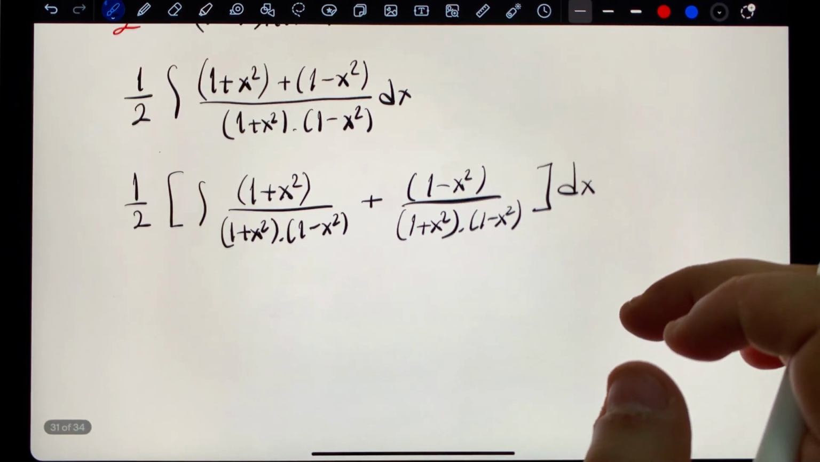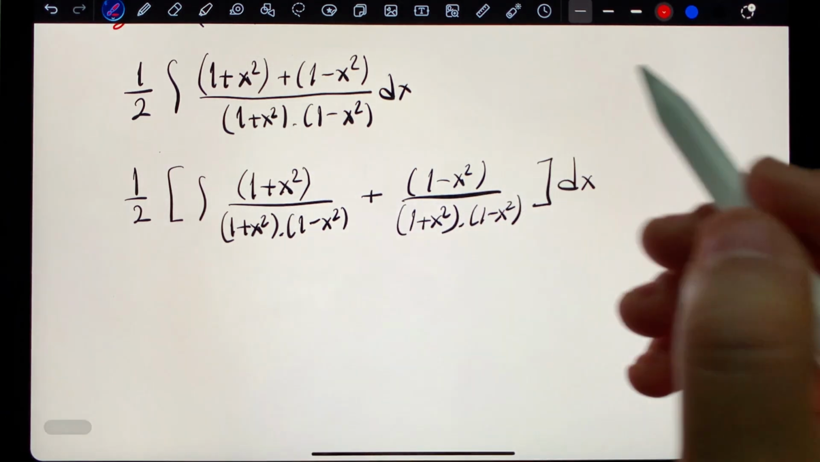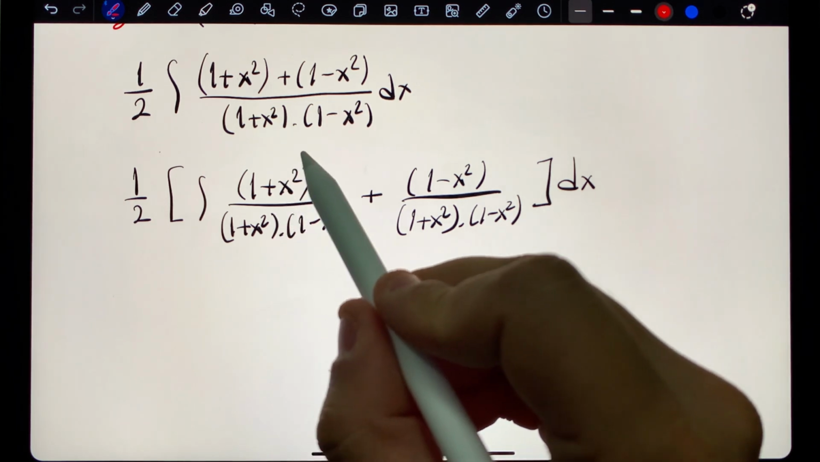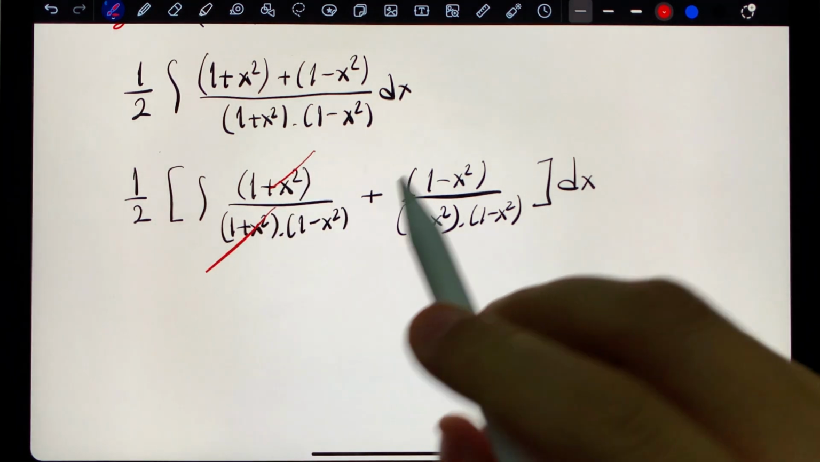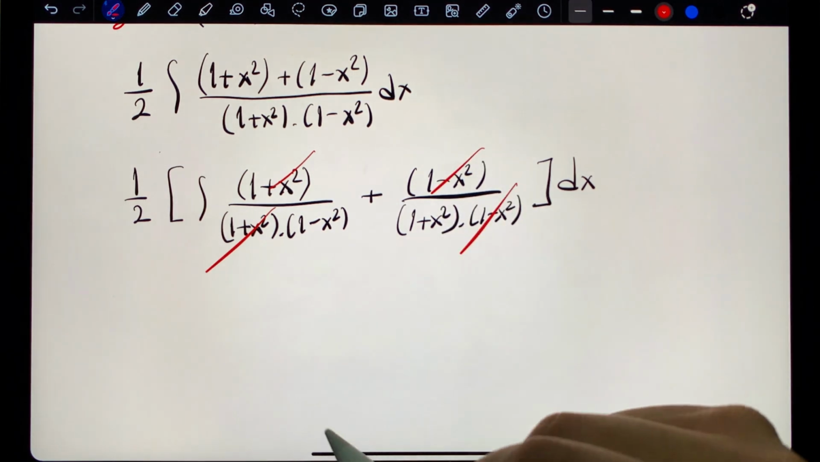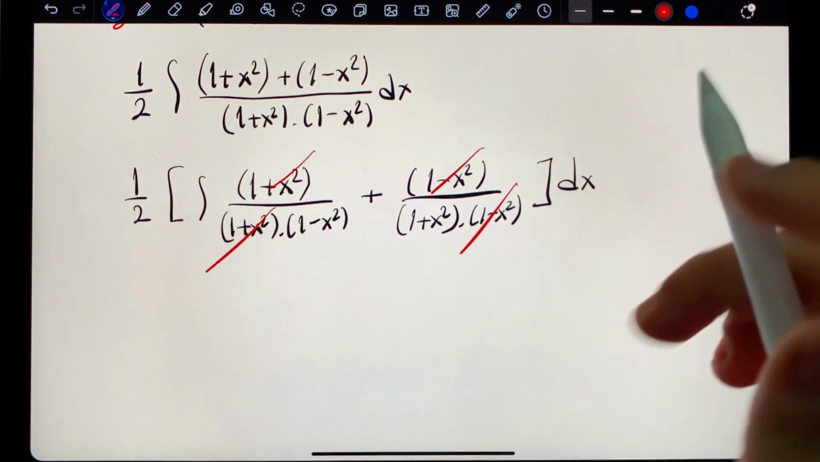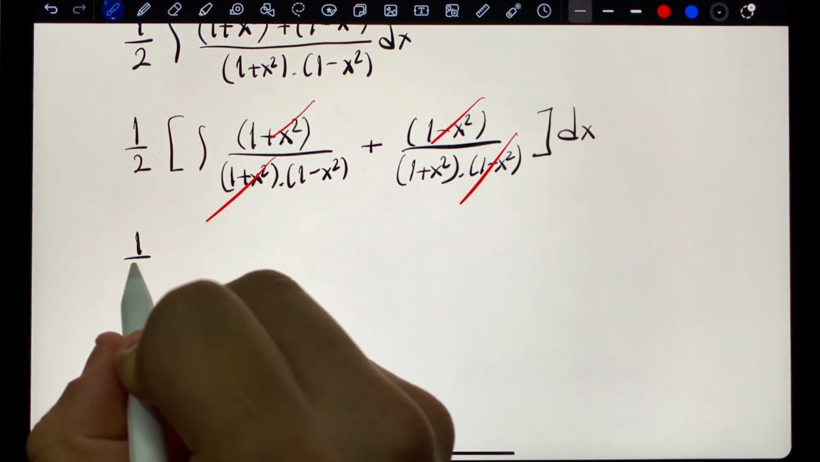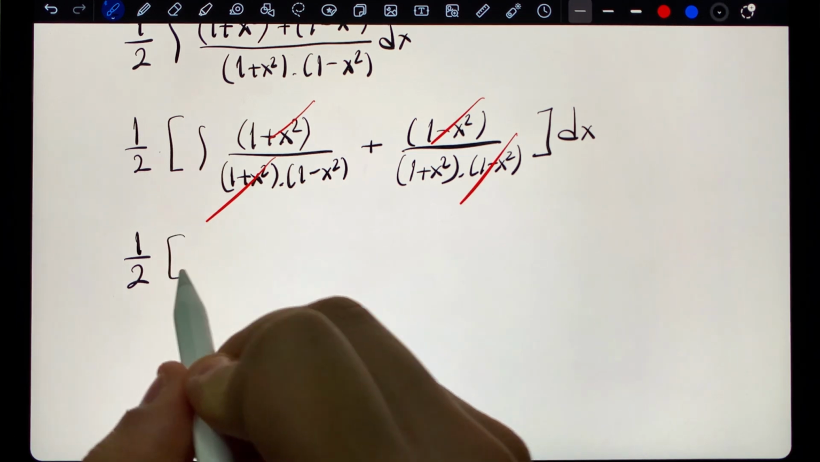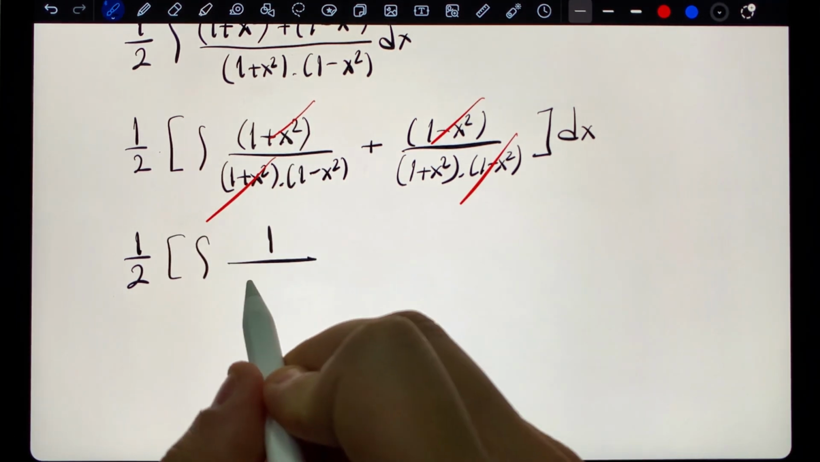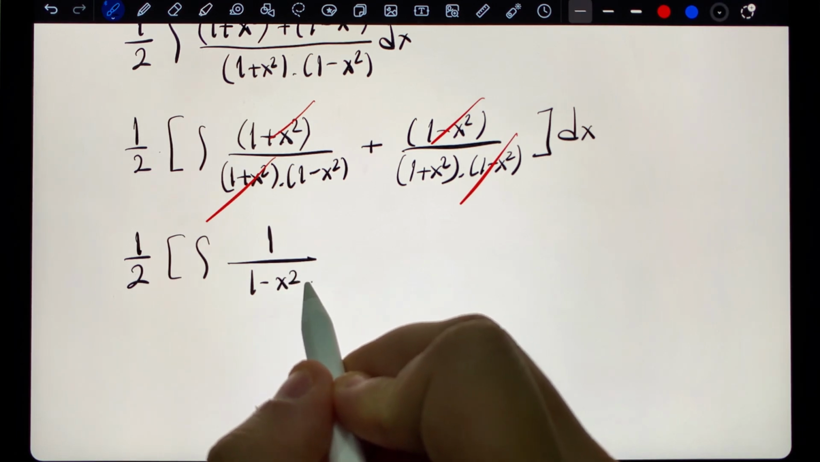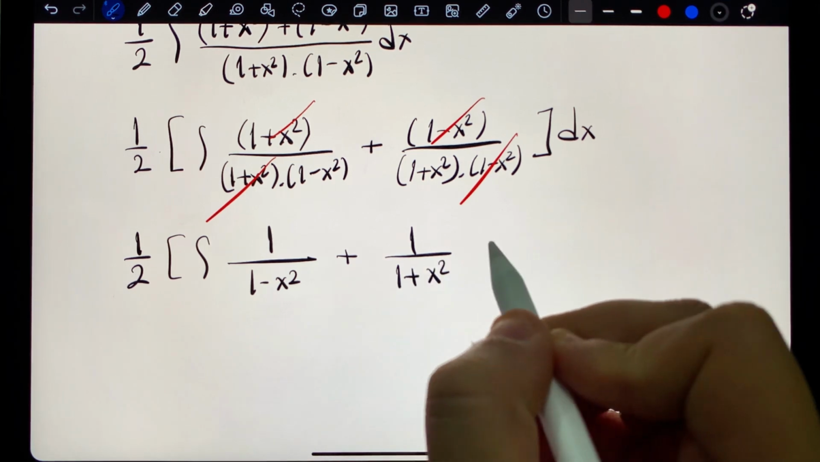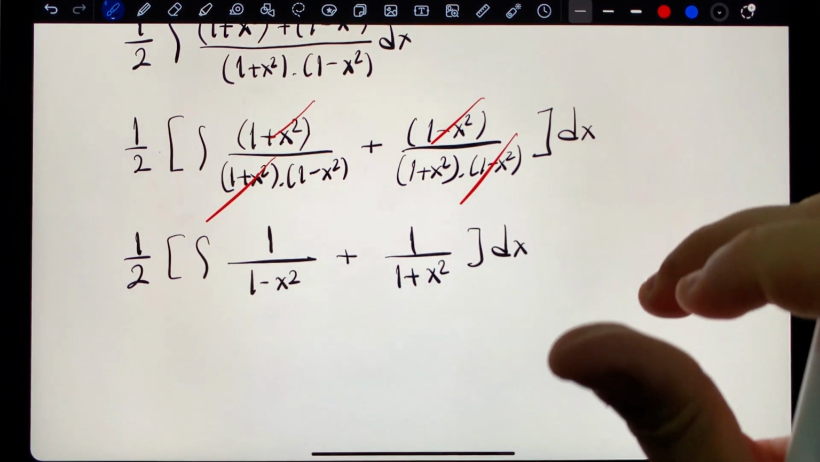Now, if you pay attention, there are similar terms both in the numerator and the denominator. These will cancel each other out. They're gone. Then those are gone too. Now, if we continue, what do we have left? 1 over 2, times 1 over 1 minus x, plus 1 over 1 plus x remains. Let's not forget to write dx.